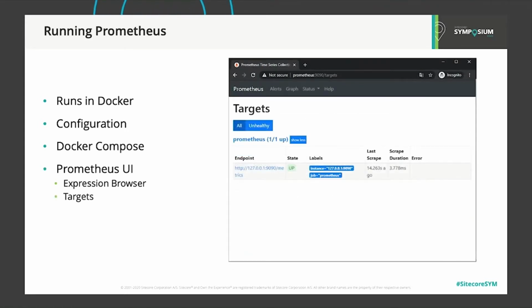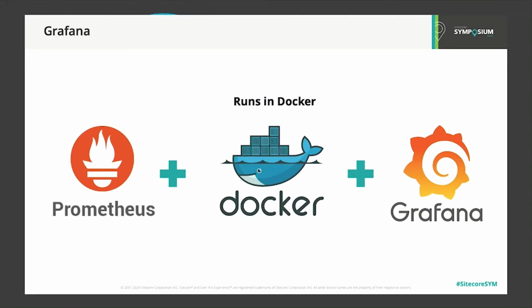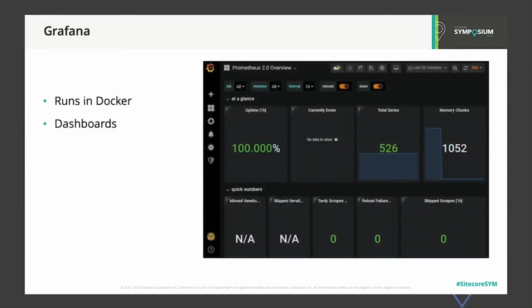Another useful view is the target status. This allows you to check the status of your configured scrape targets. Grafana also runs in Docker, so you can easily spin up a containerized instance alongside Prometheus. Grafana supports Prometheus, so you can access it as a data source, write queries in PromQL, and create stunning dashboards for your metrics. Grafana also provides some pre-built dashboards that you can download for several of the exporters, which can then be imported into Grafana.